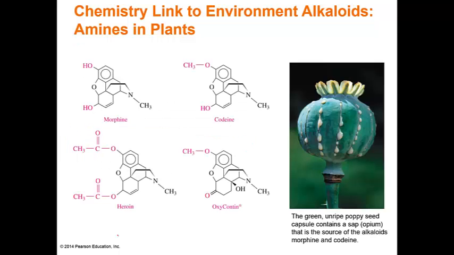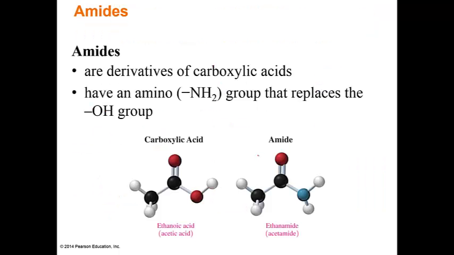Okay, so these are the chemical structures of morphine, codeine, heroin, and OxyContin. All right, so you can see that their base structures are very similar to one another, and it's derived from this poppy plant. Okay, they're opiates, so that's something you always want to be concerned with.